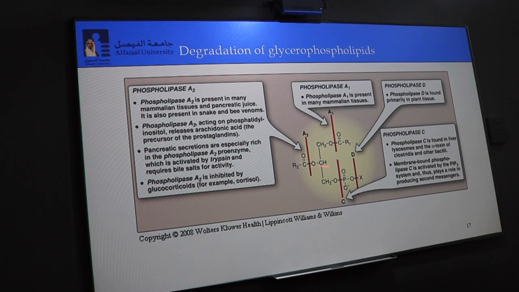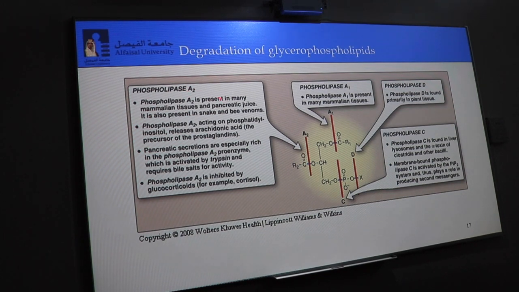Phospholipase A2 cuts here. Have you studied eicosanoid synthesis, arachidonic acid? Yes. Dr. Rasool explained it to you, right? He said that arachidonic acid is released from phospholipid by the effect of phospholipase A2, and that arachidonic acid is transformed into prostaglandin, leukotriene, and thromboxane. So the arachidonic acid is released by this type of phospholipase.